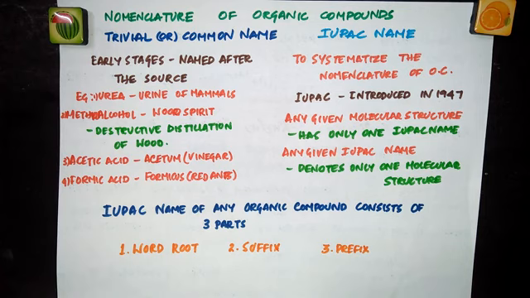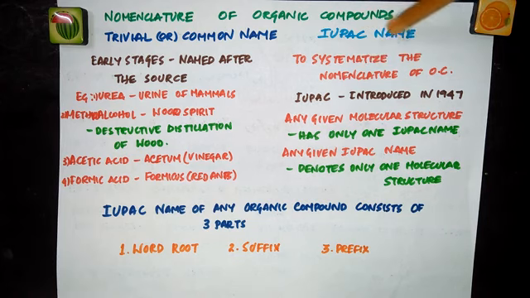So in order to systematize the nomenclature of organic compounds, IUPAC, the International Union of Pure and Applied Chemistry, introduced a system. The IUPAC system of nomenclature was first introduced in 1947, the year when India got its independence. These rules underwent a lot of modifications from time to time, and now we have the updated version. This IUPAC system is the most widely used system of nomenclature in organic chemistry.